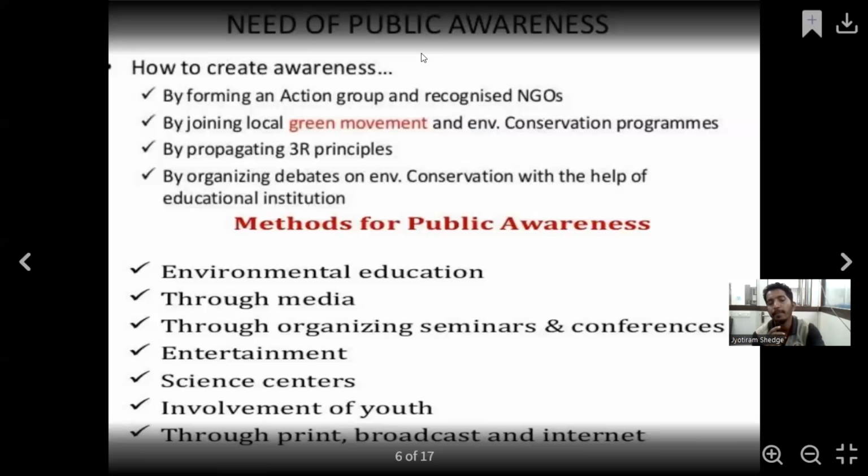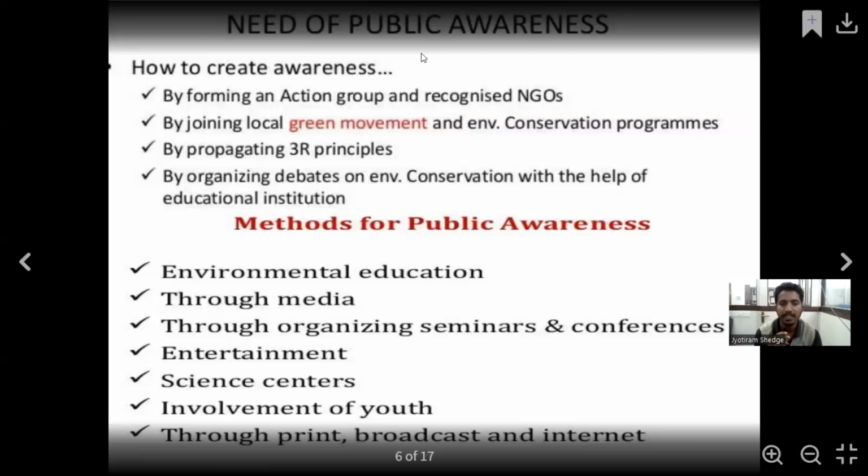Through performing or organizing seminars and conferences at school level, university level, and college level, as well as some important environmental movies, like Two Brothers. Two Brothers is one of the important movies related to the tiger. So in terms of entertainment, we can also visit science centres and science parks. उससे भी बहुत बड़े पैमाने पे पब्लिक अवेयरनेस क्रिएट हो सकता है.